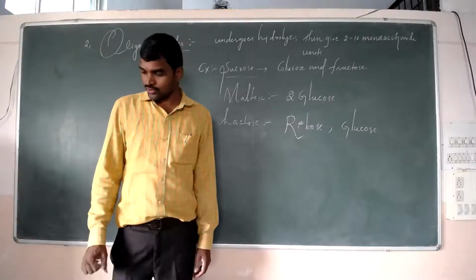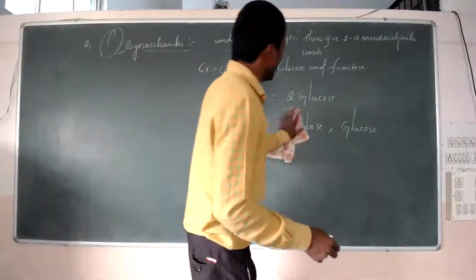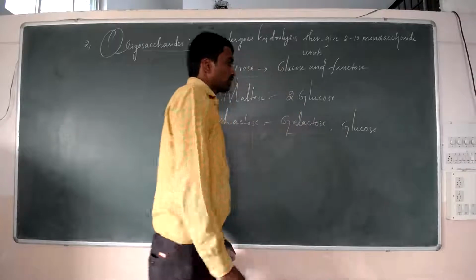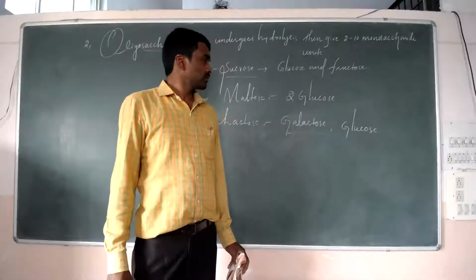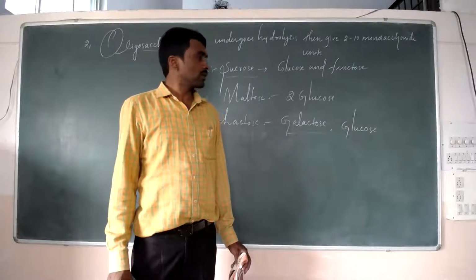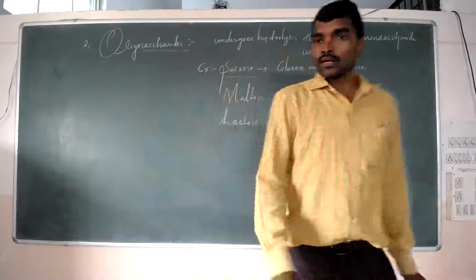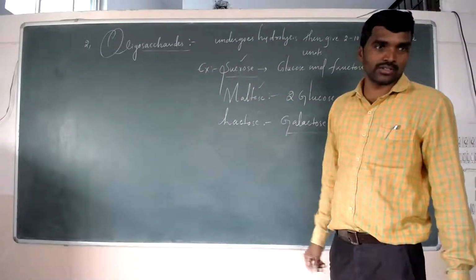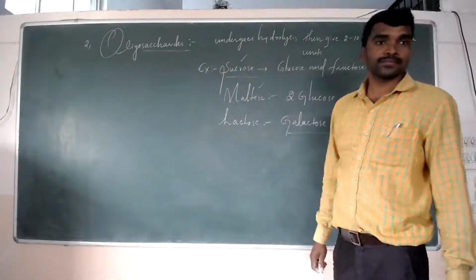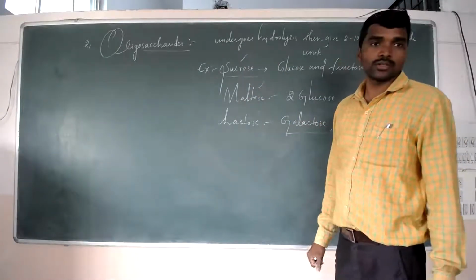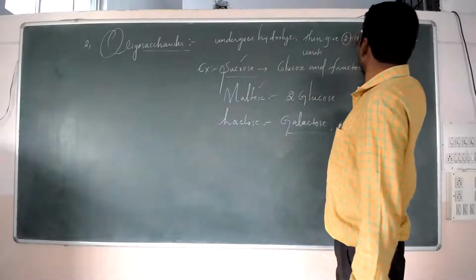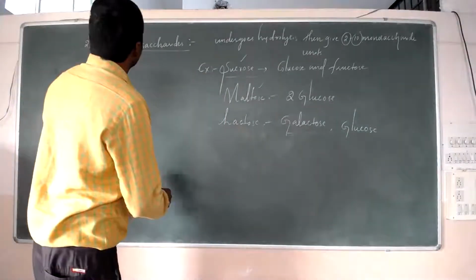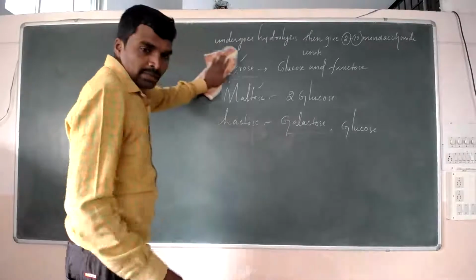Glucose and galactose, not ribose: beta D galactose and beta D glucose. So these are sucrose, maltose, lactose, disaccharides. All of these come under oligosaccharides because they undergo hydrolysis and give 2 to 10 monosaccharides. Right. Now we discuss the polysaccharides.